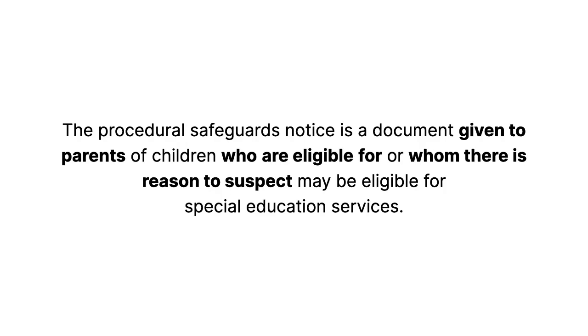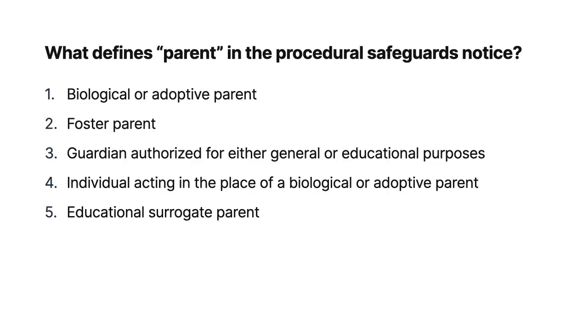Okay, so now that we've clarified that, let's go back to the original explanation of what the Procedural Safeguards Notice is. The Procedural Safeguards Notice is a document listing the rights held by parents of children who are eligible for, or whom there is reason to suspect may be eligible for special education services. We understand who is included in the IDEA's definition of parent, and we know they have to be parents of either an eligible child or a child for whom there is reason to suspect may be eligible for special education services and supports. What does that mean?